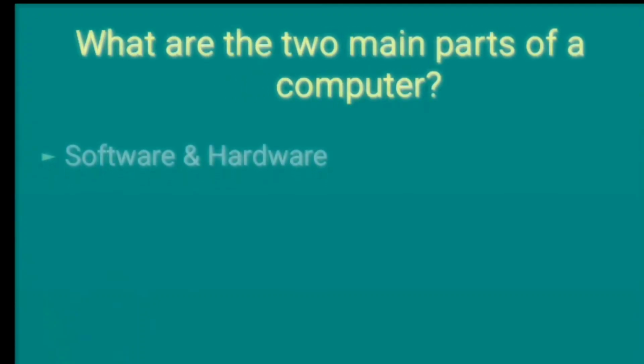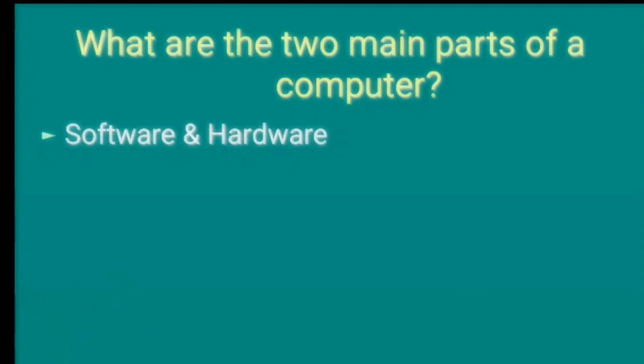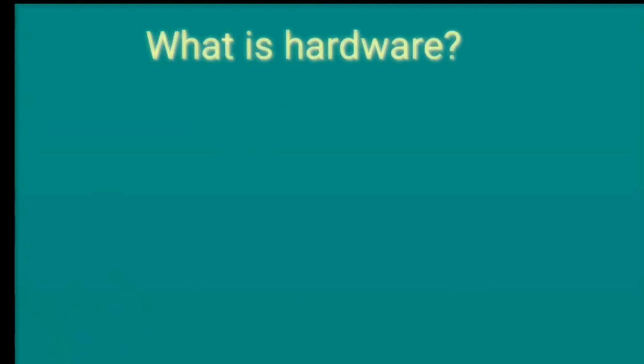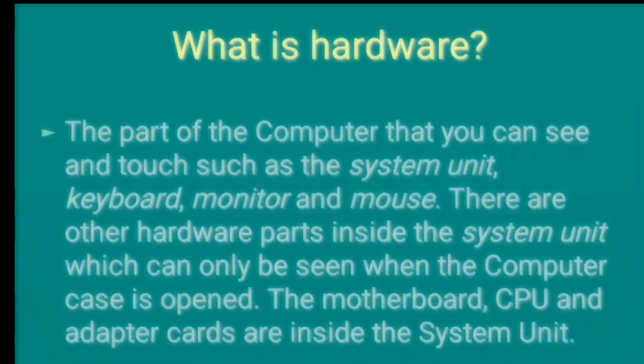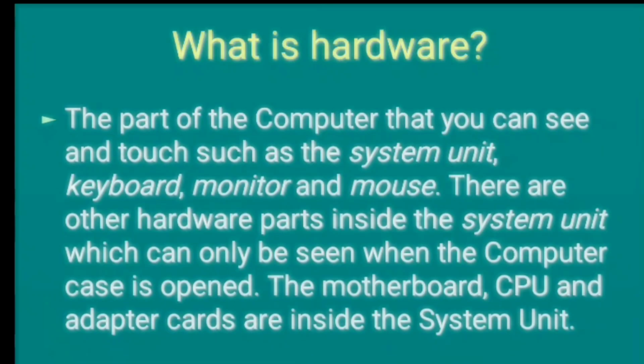What are the two main parts of a computer? Software and hardware. What is hardware? The part of the computer that you can see and touch, such as the system unit, keyboard, monitor, and mouse. There are other hardware parts inside the system unit, which can only be seen when the computer case is open. The motherboard, CPU, and adapter cards are inside the system unit.